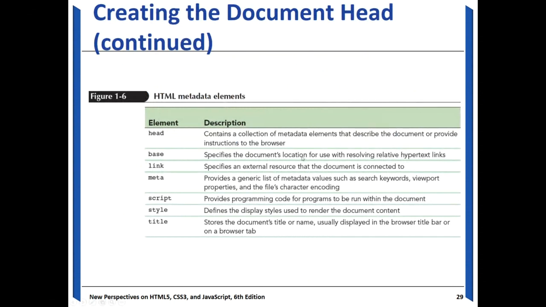We see some metadata elements here. The head contains a collection of metadata elements that describe the document or provide instructions to the browser. The meta tag is going to provide a generic list of metadata values, such as keywords, viewport properties, and the file's encoding, character encoding.